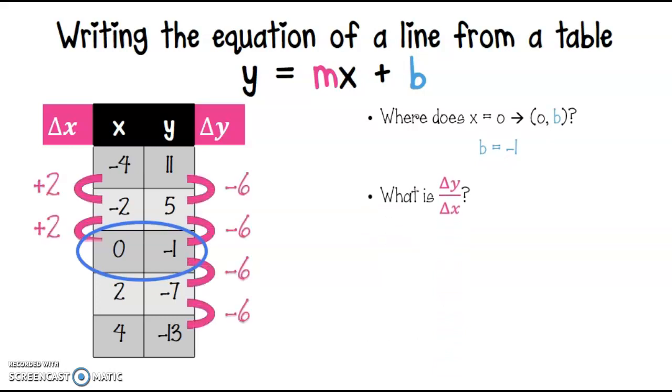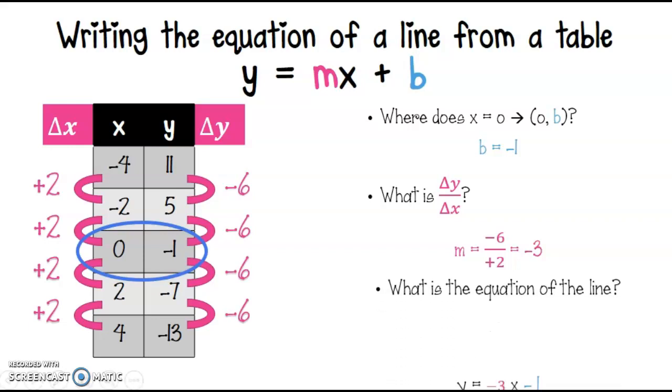The change in y is -6. The change in x is +2. So that would simplify to be -3 for our slope. The equation, substitute those in, you get y equals -3x minus 1.